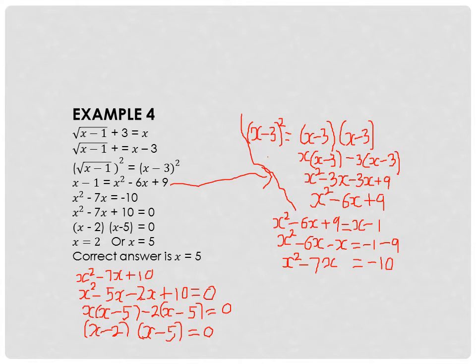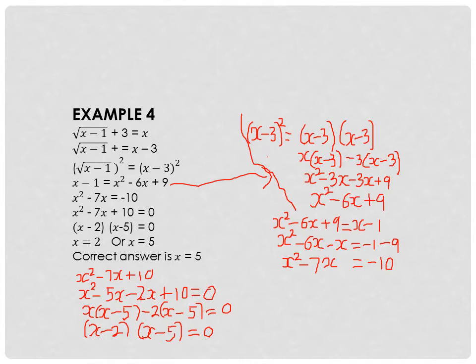So when we square both sides, we are going to have x minus 1 is equal to x to the power 2 minus 6x plus 9. Why? Because the square root of x minus 1 to the power 2, the 2 will cancel the root sign, so we will be left with x minus 1. And the x minus 3 in a bracket to the power 2. Please look at the workings.